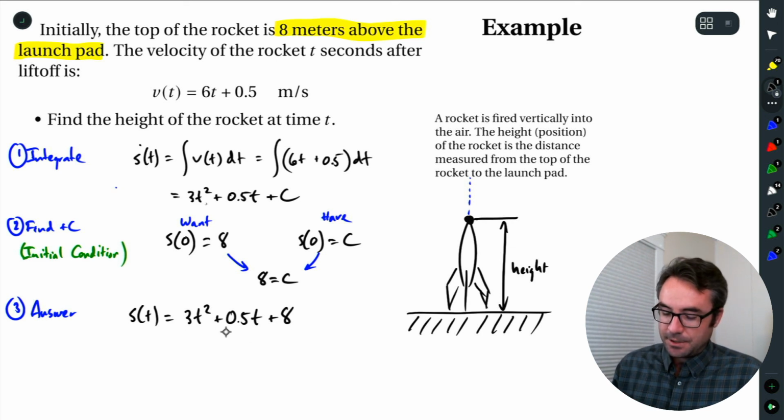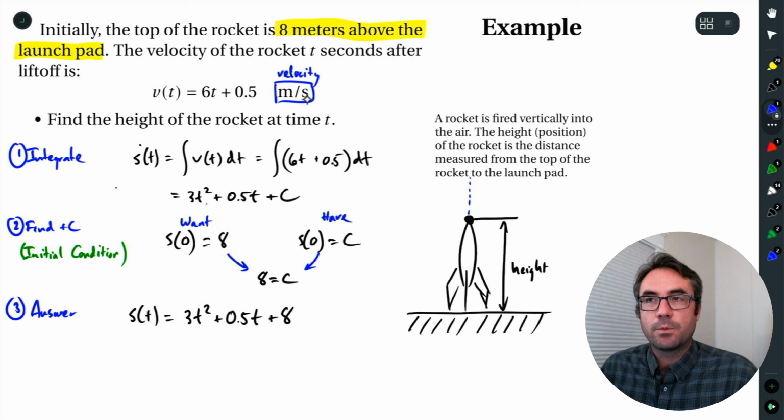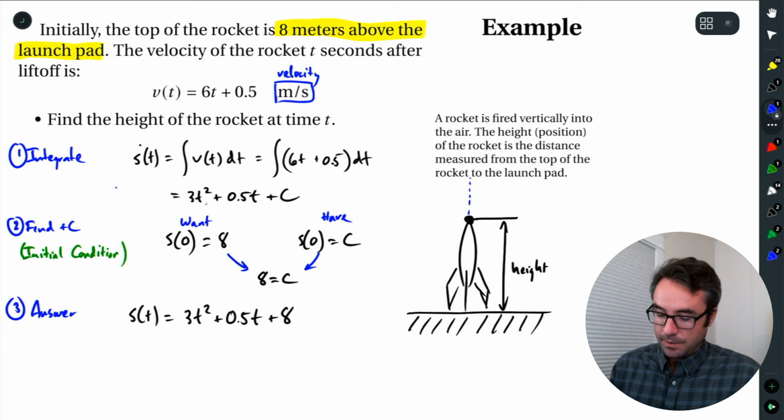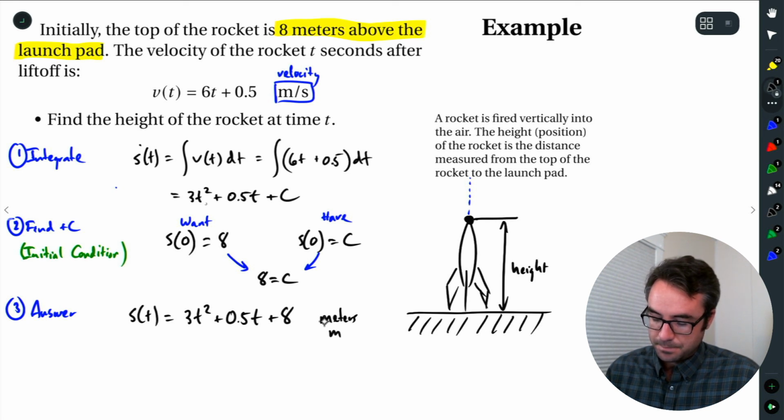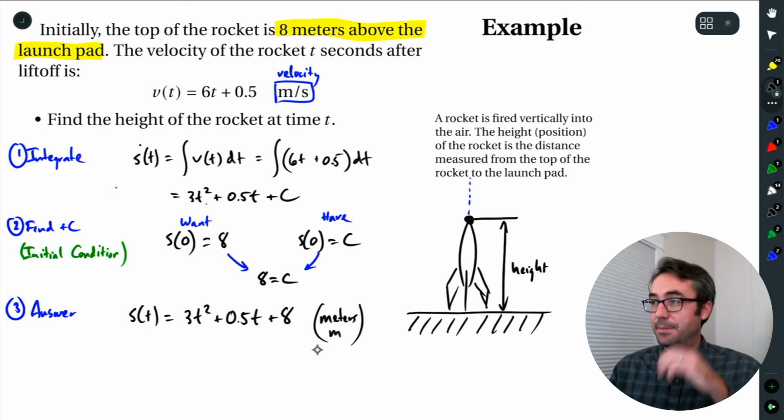And then our units here, let's pay attention. For velocity, our units were meters per second. And since we've integrated with respect to time, what we're going to do is multiply this by our unit of time. So for our position function, the units are going to be meters. So m over s times a unit of time gives us just meters.